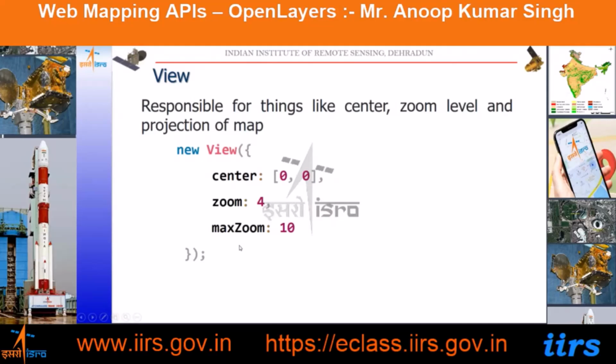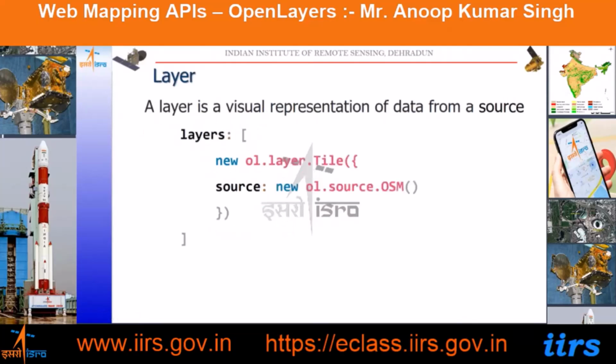And next is layer. A layer is a visual representation of data from a source. Layers is an array, and in this you can add multiple layers. Suppose here I have added one layer, and the source I have given is OpenStreetMap. Here you can see. Next, these 3 combined will work as a sample code for OpenLayers.